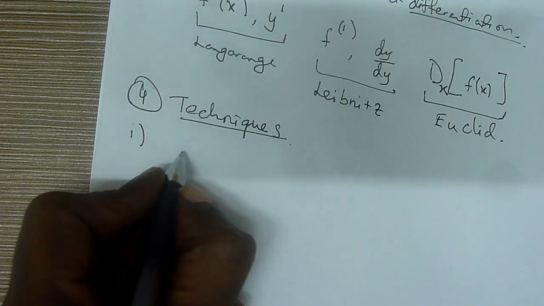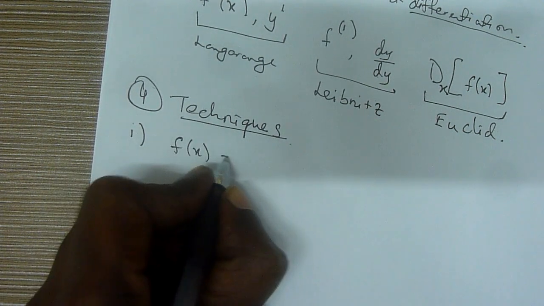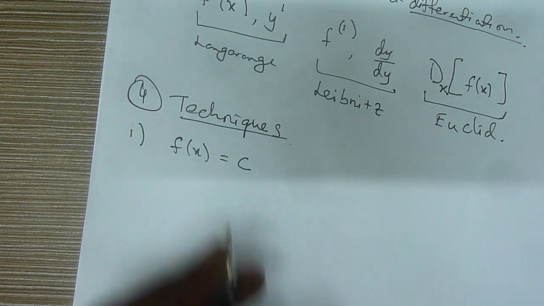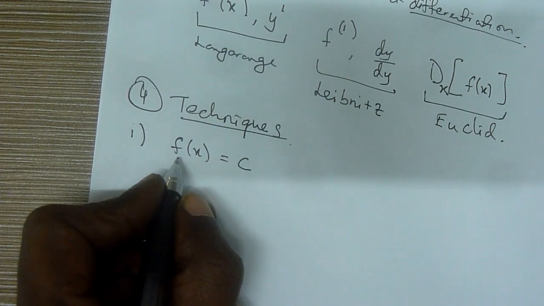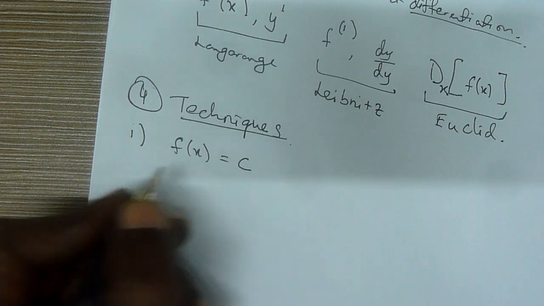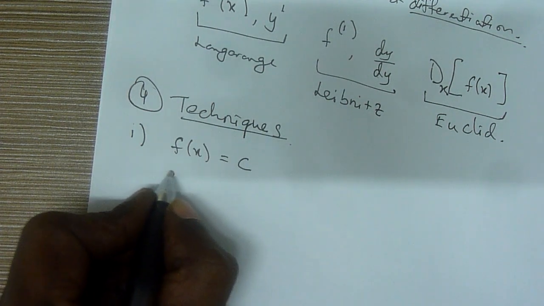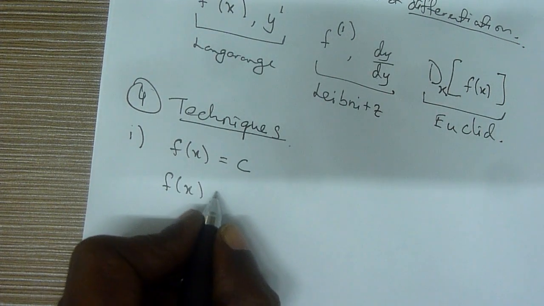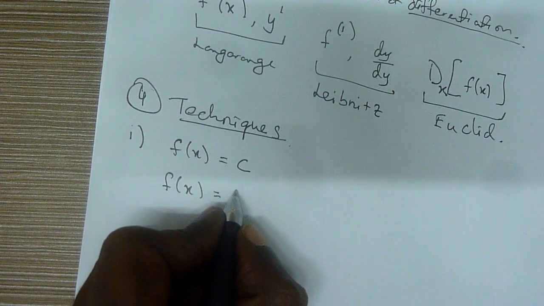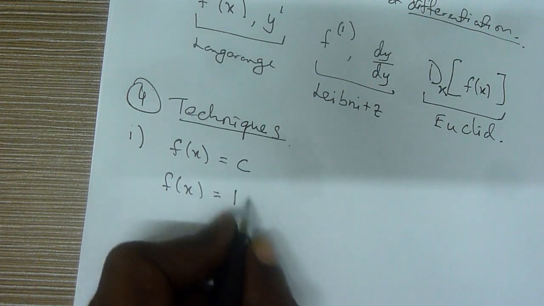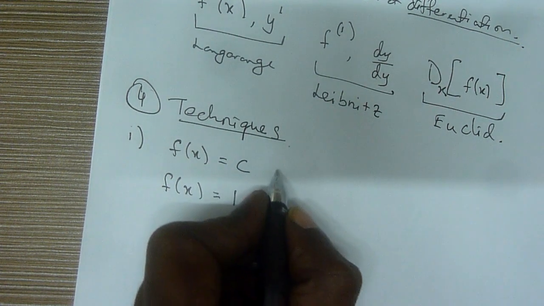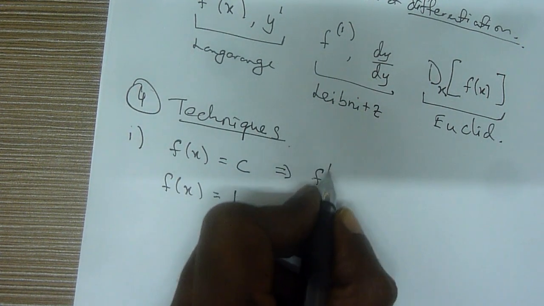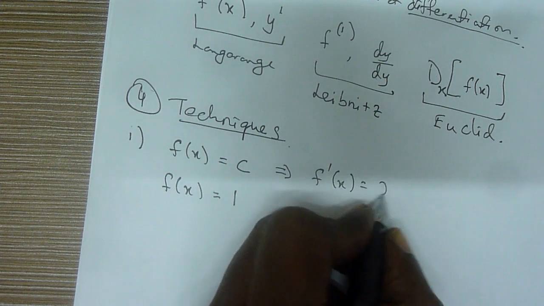As you all know, f(x) equals c. Okay, c is a constant and f(x) is a function, and the example can be f(x), and you can see there is a single variable, but it's not changing anything. Here I place a constant. When I differentiate this, I will get the answer 0.